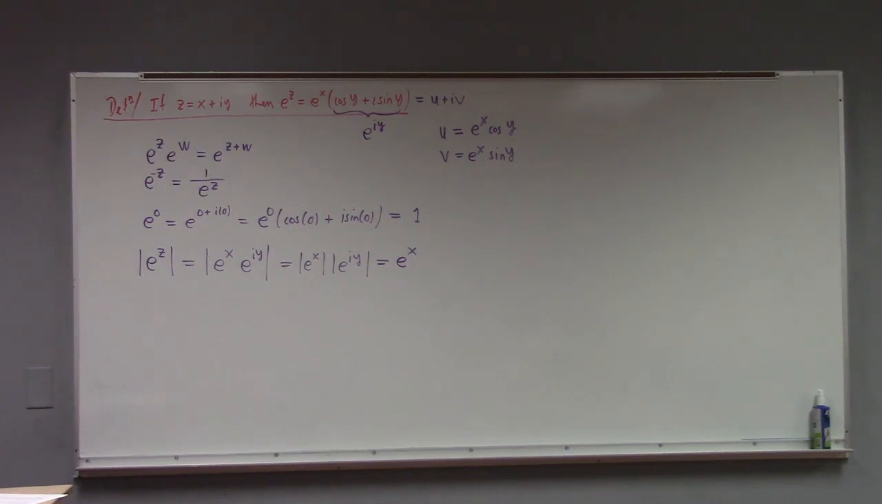So is the complex exponential ever 0? We have a theorem that the length of a complex number is 0 if and only if the complex number is 0. So is the length of e to the z ever 0? It's not, because e to the x is never 0, right? It can get arbitrarily close to 0, but it can't get there.